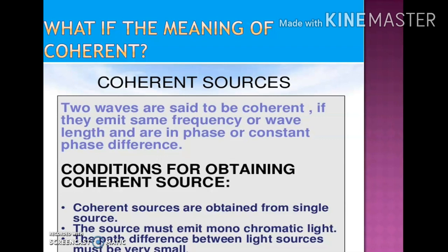Now, what are the conditions for obtaining coherent sources? The coherent sources should be obtained from a single source. We cannot use two different sources. The source must emit monochromatic light, meaning the light should have a single wavelength. And the third one is that the path difference between the light sources must be very, very small. So all these are the conditions for the sources to be coherent.